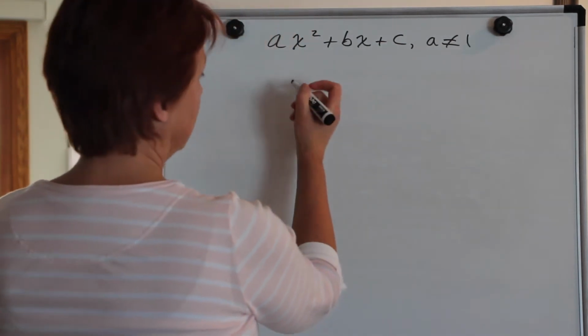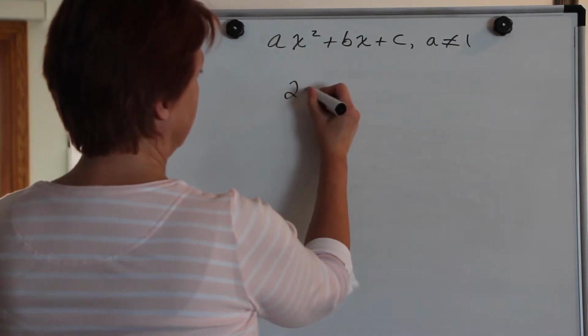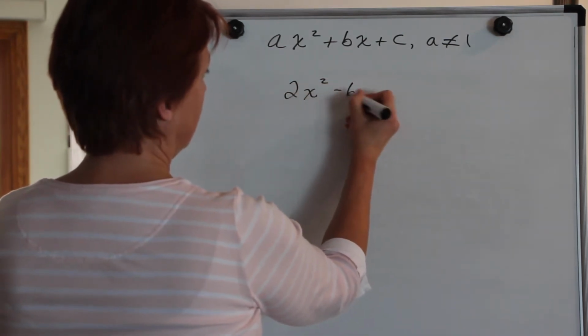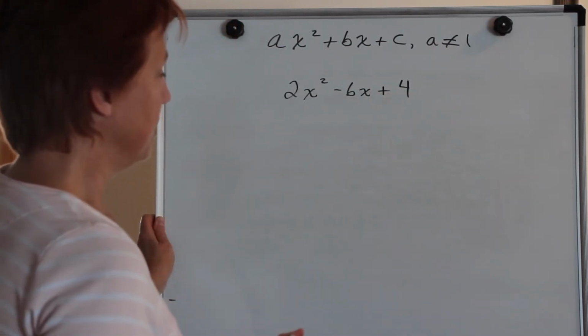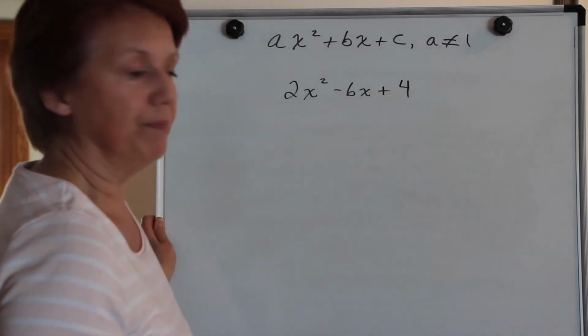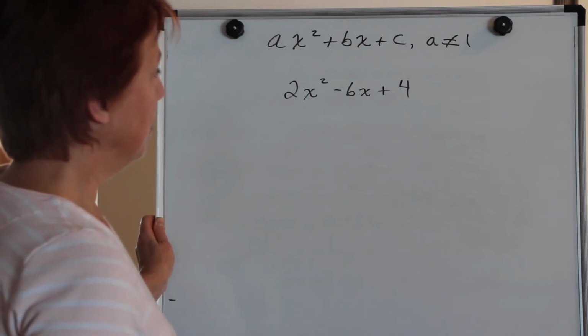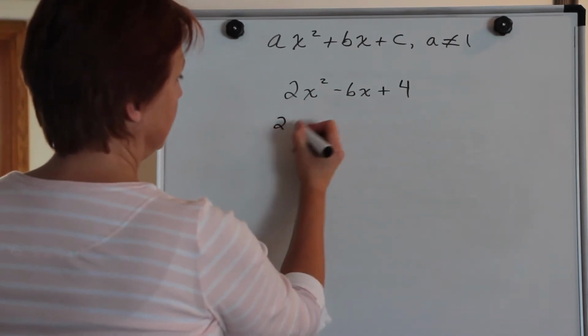So today I want to look at a couple of different examples. So here's one here. 2x squared minus 6x plus 4. So the first thing to notice is that there is something in common. We have a common 2. So if we take out the 2, what happens?